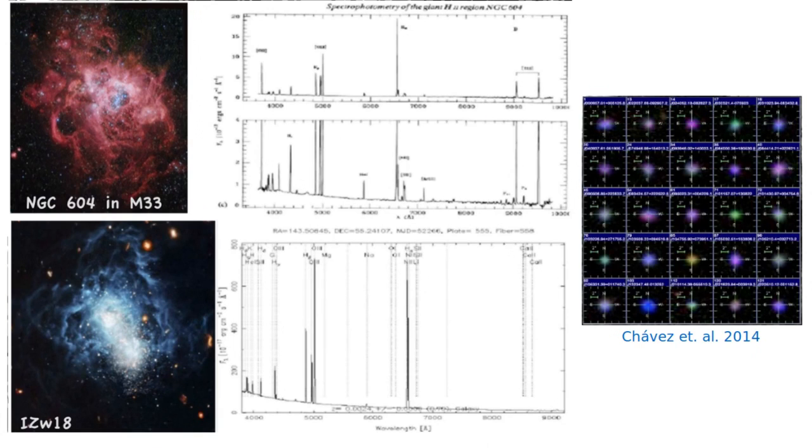Normally, these objects are selected by means of equivalent width in the Balmer line, for example 50 Angstroms in H beta, in order to get an upper limit in the age of the burst around 5 million years, and to reduce the contamination of the underlying older stellar population. Here we can see two examples, NGC 604, an HII region in M33, and NGC 158.